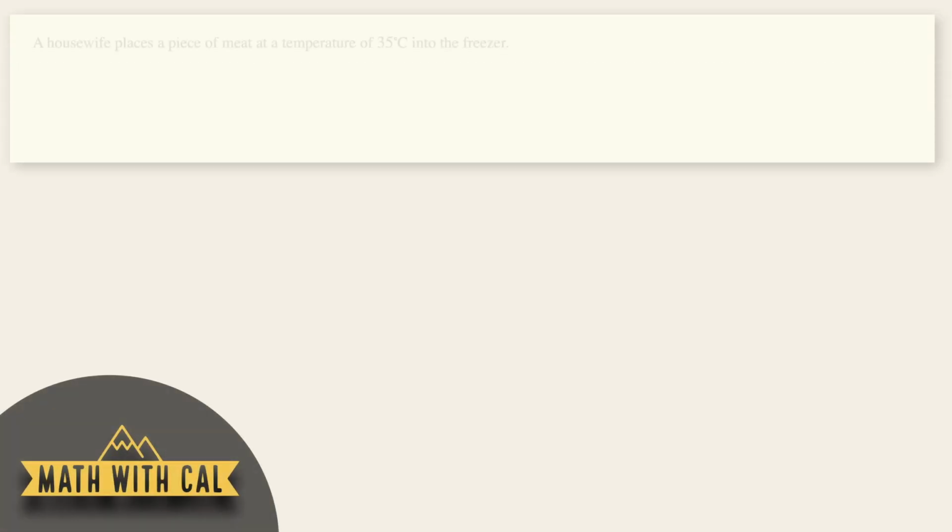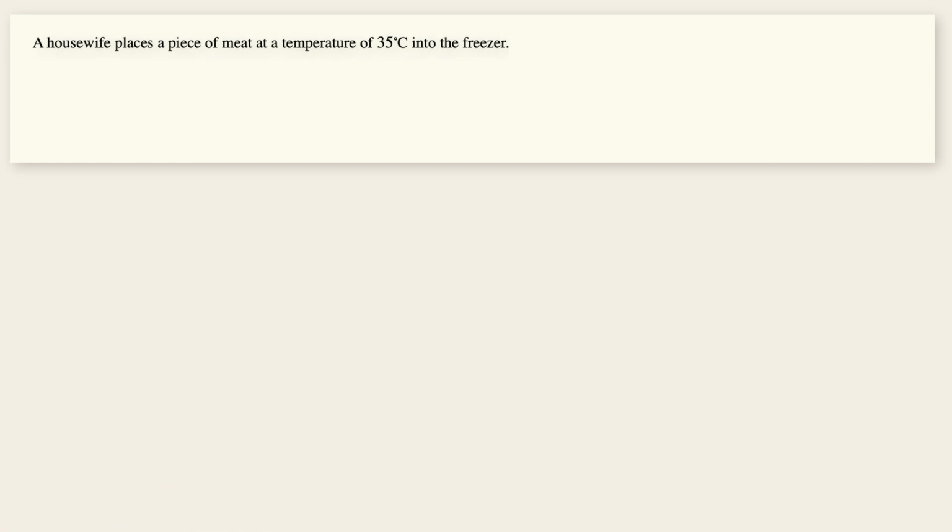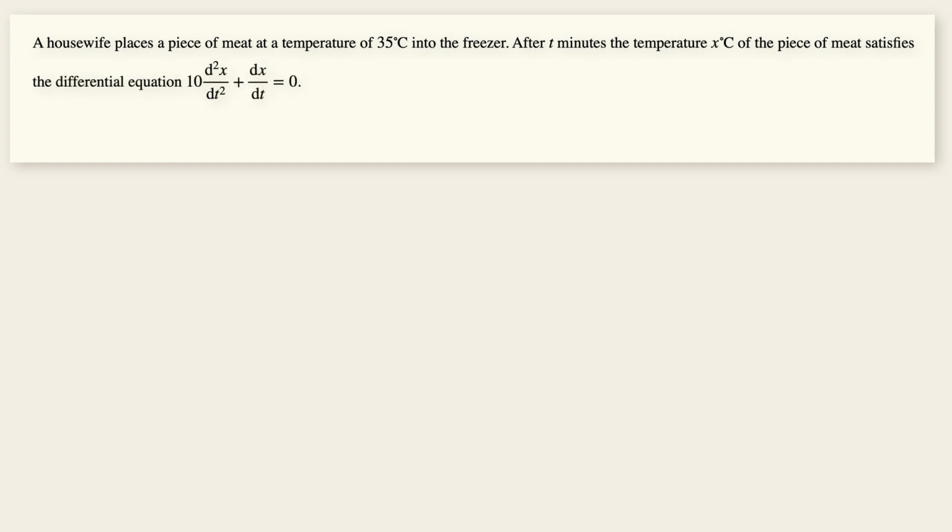Hello everyone, today we are going to explore an application question involving differential equations. A housewife places a piece of meat at a temperature of 35 degrees into the freezer. After t minutes, the temperature x degrees Celsius of the piece of meat satisfies this differential equation. Using the substitution y equals dx over dt, we need to find x in terms of t.